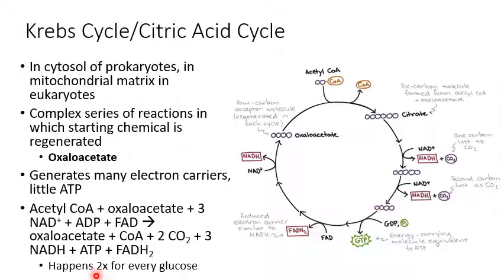That's because in glycolysis, you take a glucose and split it into 2, so you get 2 pyruvates. Then each of those pyruvates is going to go into pyruvate oxidation and then be converted to acetyl-CoA, and each of those acetyl-CoAs will go into the Krebs cycle. So you're going to do pyruvate oxidation twice for every glucose, and you're going to do the Krebs cycle twice for every glucose.